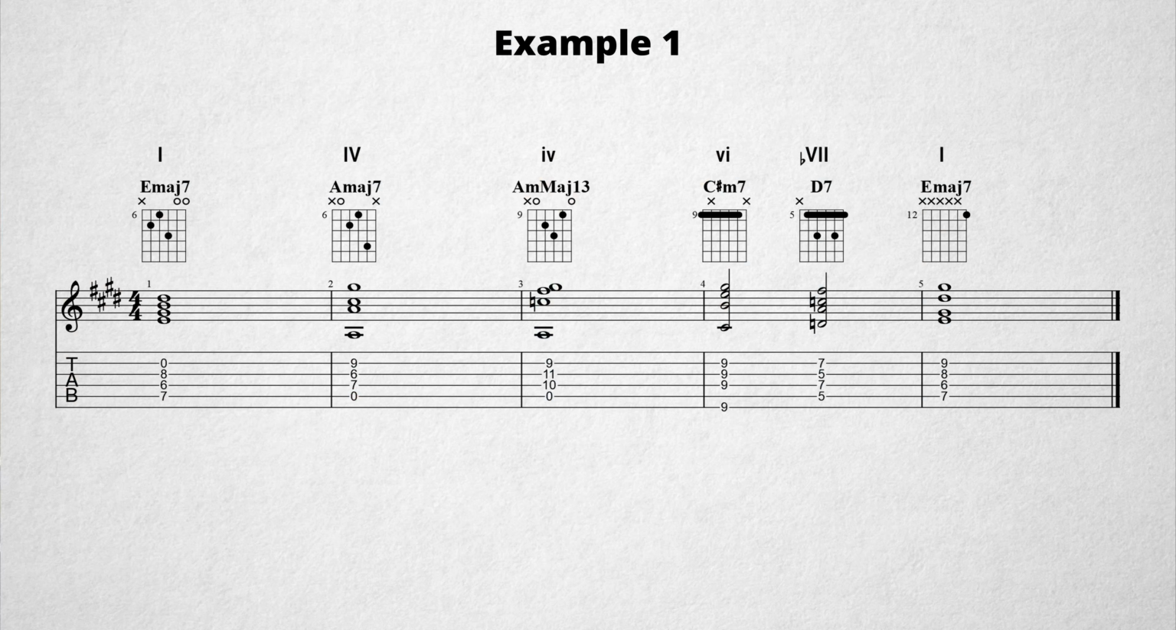So in my example, the key is E major and the chords are E major 7, A major 7, A minor major 7, that is a nice substitution for the G altered dominant chord. Then C sharp minor 7 and the backdoor dominant D dominant 7. The melody without the enclosures sounds like this.